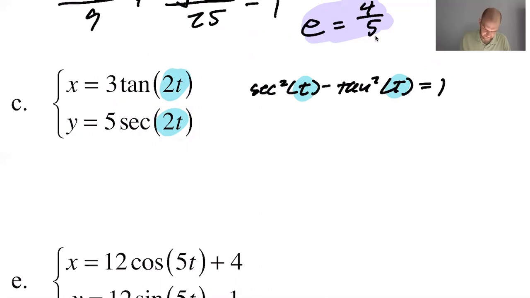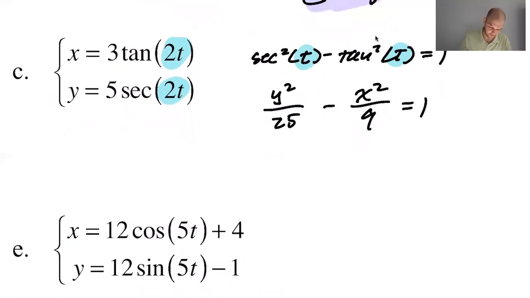Anyway, we're gonna get y squared over 25, right? Divide by 5, square it, and then minus x squared over 9 equals 1. This is definitely a hyperbola, so c squared equals a squared plus b squared.